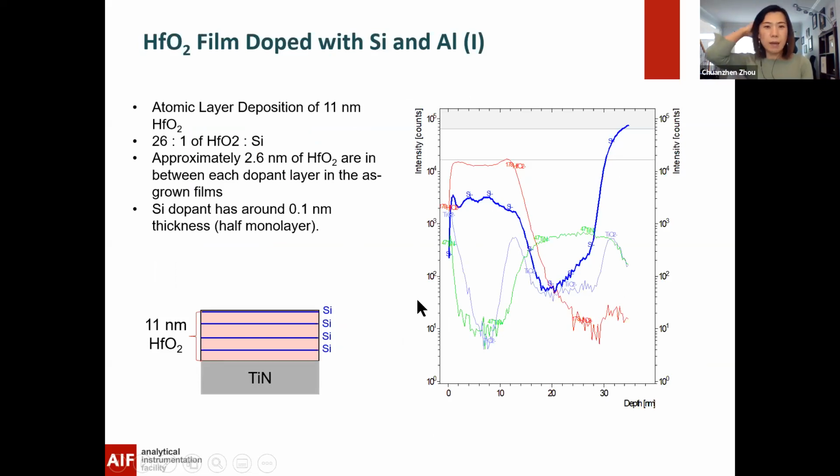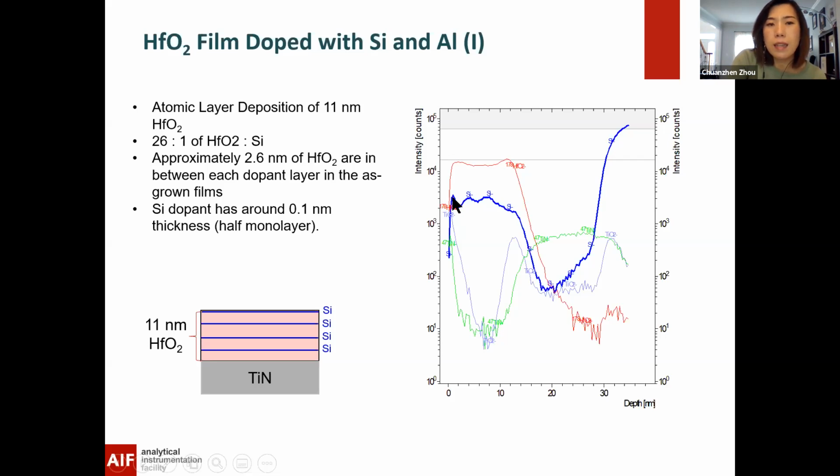Okay, so that's another example, also a thin film with silicon. Silicon here is not actually a silicon doping in the usual sense. The way they do this is they made this hafnium oxide film using the atomic layer deposition method. They do 26 layers of hafnium oxide and then 1 layer of silicon, and they keep doing this until they get 11 nanometers of hafnium oxide layers. So in this configuration, there is about 2.6 nanometers of hafnium oxide in between the doping layers.